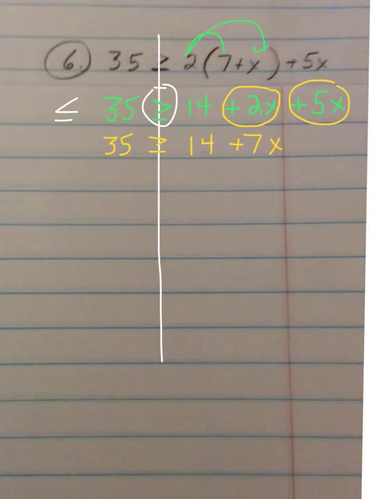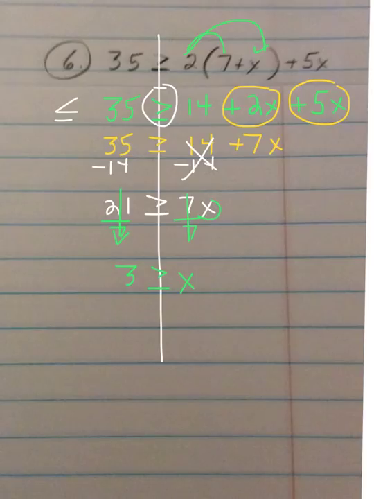And now I notice this 14 is by itself, this 7 is connected to the x, so I'm going to subtract that 14. That's easy to do. I could just cancel that out and get that out of there. And 35 minus 14 is 21. And there's my inequality symbol, and this is a 7x. So far, so good. Okay, now I can get this x by itself by just dividing by 7. Divide by 7, that's 1x greater than or equal to, and 21 divided by 7 is 3.